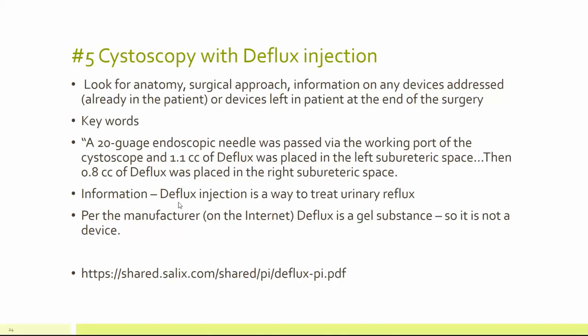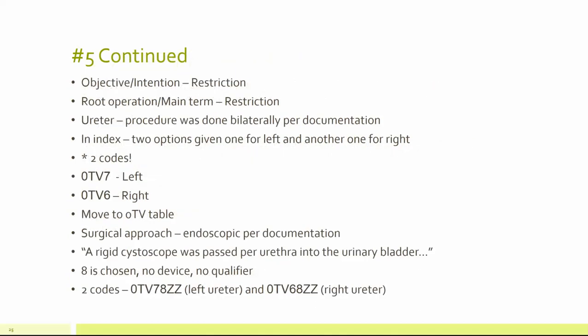If you Google Deflux injection, you'll find, and here's the reference, that this is a gel-like substance. It's not a device, it's a substance. So it's not going to be reflected as a positive value on our device character value. So what was the intention? Why were they putting this substance into this patient? What's the patient's issue? The patient is having voiding dysfunction, nocturnal enuresis, and accidents. So they're putting it in for restriction.